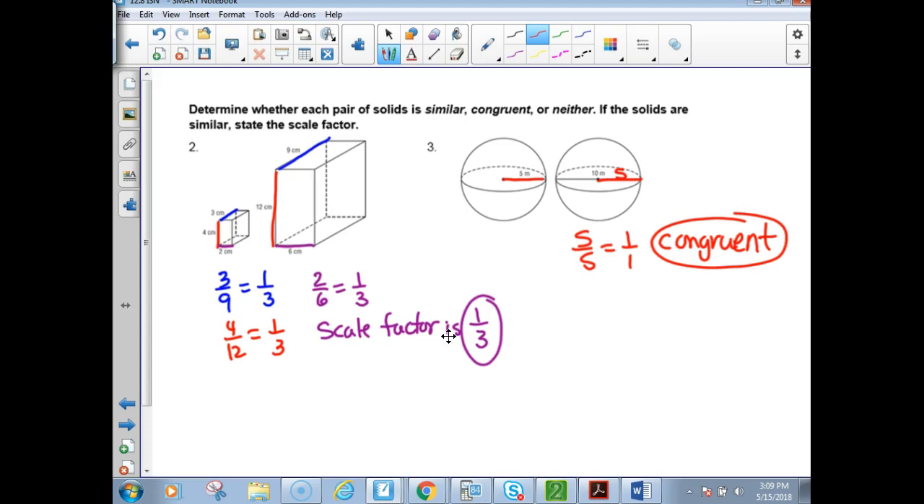Oh, by the way, the scale factor here is 1/3. We should have written that these are similar. Yep.